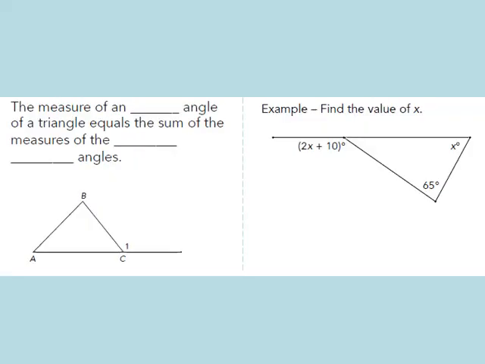So let's open that middle flap, the exterior angle theorem. The definition is the measure of an exterior angle of a triangle equals the sum of the measures of the non-adjacent interior angles. What that means is if we look at the diagram below our definition, we're saying the measure of angle 1, that's our exterior angle, is equal to the sum of the two non-adjacent interior angles. So it's equal to the sum of the measure of angle A plus the measure of angle B.